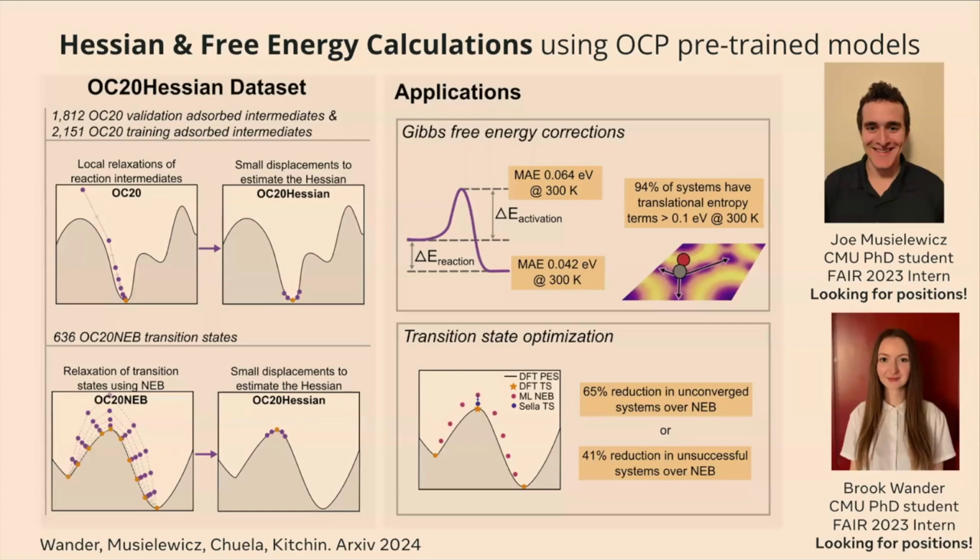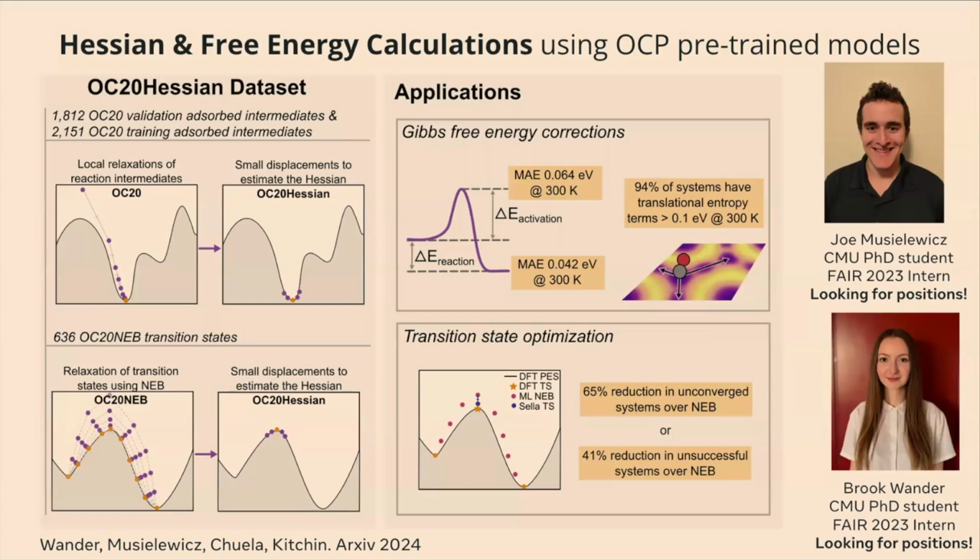Similarly, we said before we should actually make any claims, we should build another data set to validate whether or not this is going to be working. So there's another data set that's now posted online. John and Joe and Brooke put that up. It's called OC20 Hessian. They did a bunch of vibrational calculations and calculated the Hessian.